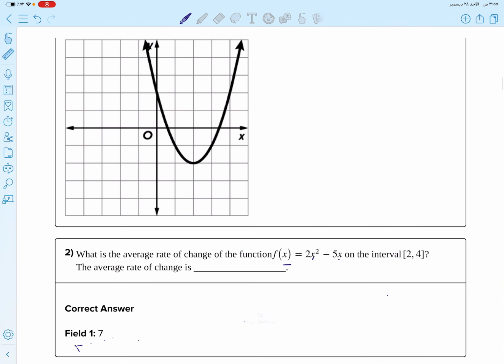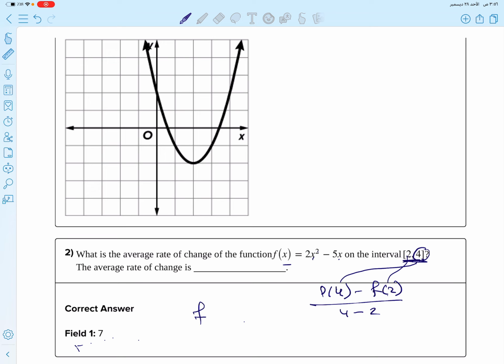Now question number 2. What is the average rate of change of the function f of x equals 2x squared minus 5x on the interval 2 to 4? Look, this is the interval. So we just need the formula: f of 4 minus f of 2 over 4 minus 2. Why 4 and 2? Because 4 is the upper bound and 2 is the lower bound.